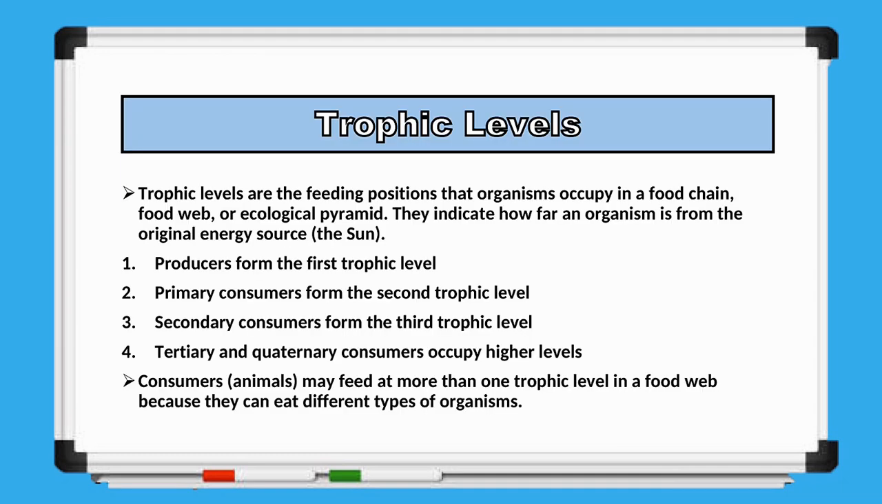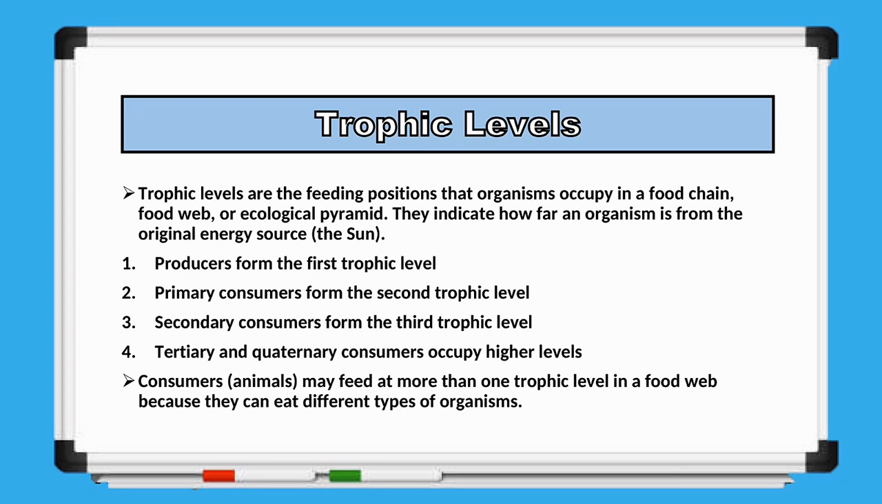Trophic levels are the feeding positions that organisms occupy in a food chain, food web, or ecological pyramid. They show how far an organism is from the original source of energy, which is the sun. Producers always occupy the first trophic level because they make their own food through photosynthesis.